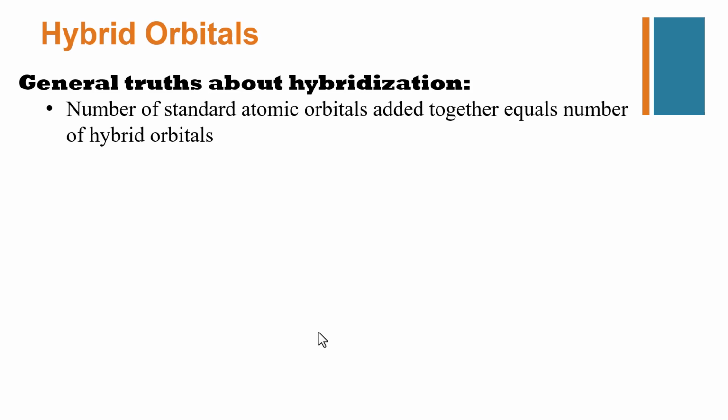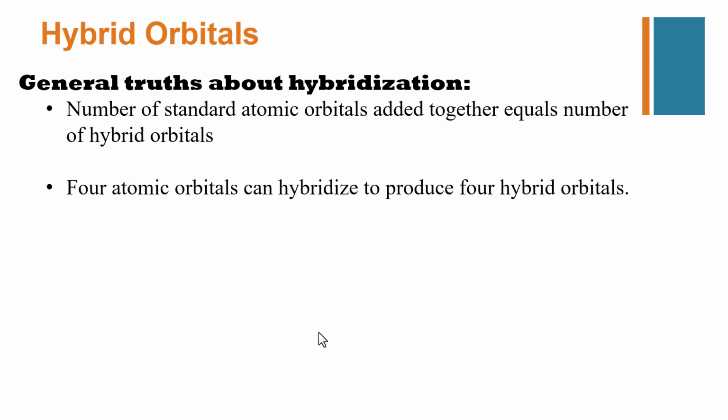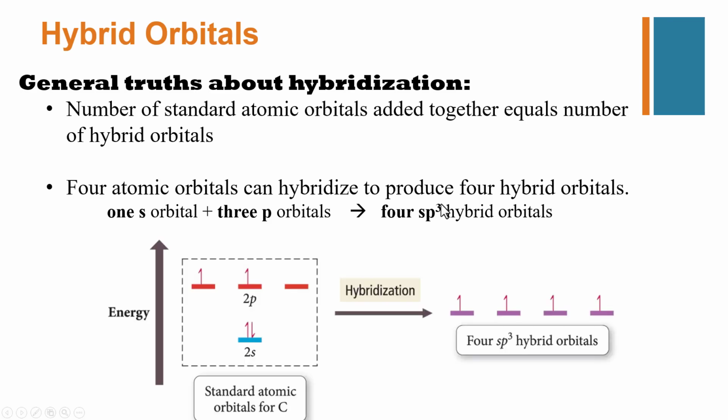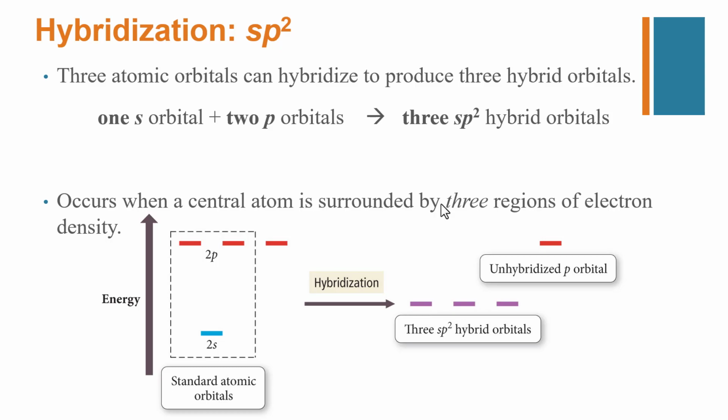In the last video, we introduced the first of the hybrid orbitals. We said that the number of standard orbitals added together equals the number of hybrid orbitals. The first one we looked at, we put in 4 standard orbitals, 1 s and 3 of the p's, and we got 4 hybrid orbitals, and the name was sp3. Now we're going to look at the other options.